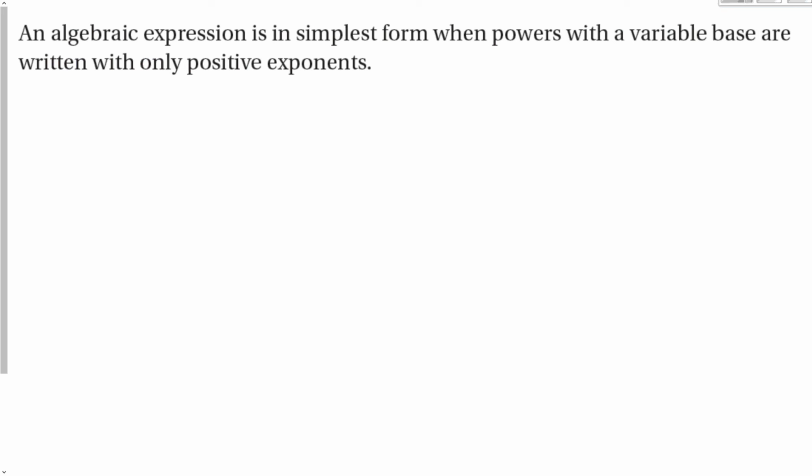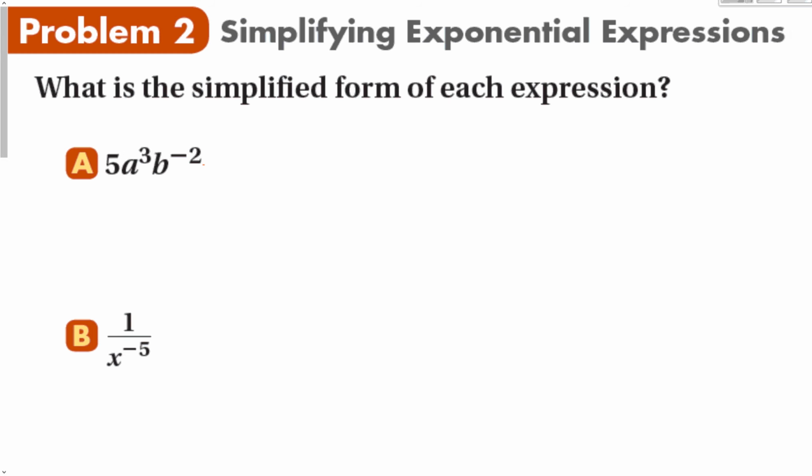Now, an algebraic expression is in simplest form when powers with a variable base are written only with positive exponents. And as we go forward in this chapter, we're going to be simplifying a lot of expressions that have exponents in them. This is the first thing we look for. Only positive exponents. So if we see a negative exponent, we have to do something about it.